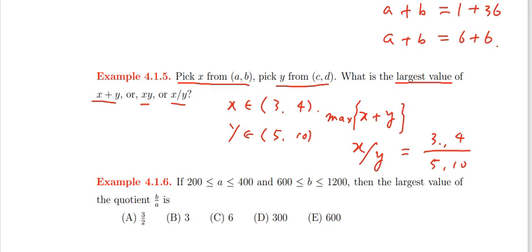So we can check it out. 3 over 5, 3 over 10. So 4 over 5, 4 over 10, right? So we just pick it. We just check those numbers. Which one is smallest? Or which one is largest? Let's say, okay, so we can find this one, right?